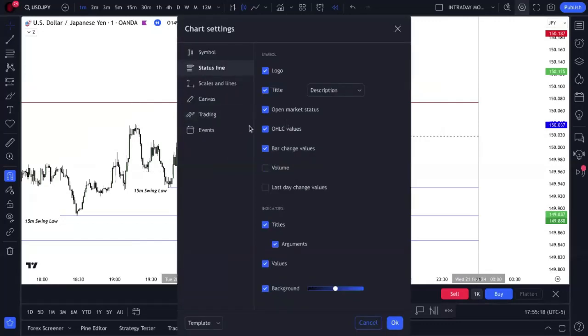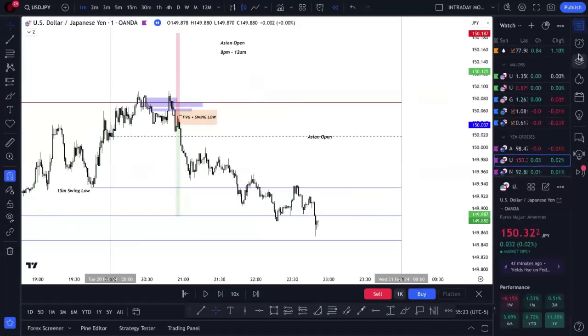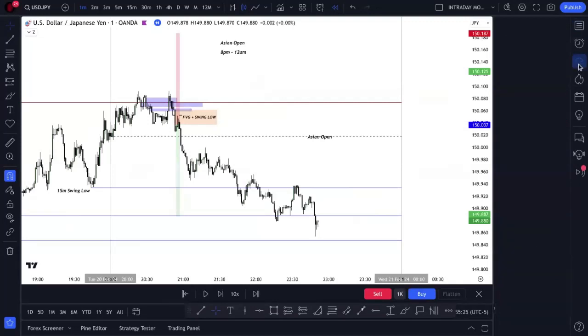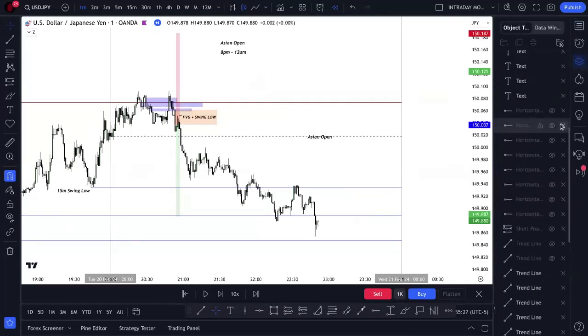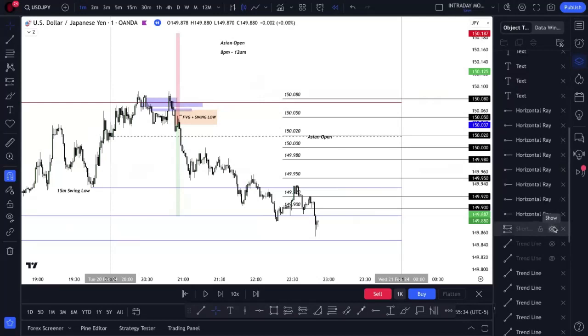So last night I said 150 is a very pivotal moment for, let's go, my object tree. Here we go. For UJ 150. So you're gonna put on all these levels. Here, here, here.